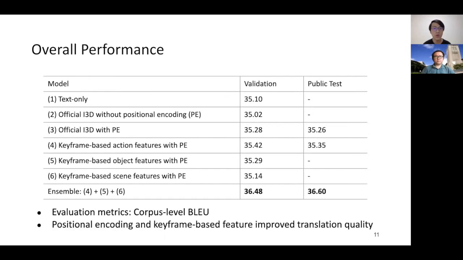This table shows the overall performances of the models we trained with different types of features and the text-only baseline. We can observe both positional encoding and keyframe extraction help improve model performance. By encoding positional information, comparing model 3 with model 2, we can see performance improvements from the table. Comparing model 4 to model 3, using keyframe-based action features improves the model by another 0.14. Our final submission is an ensemble of models 4, 5, and 6.